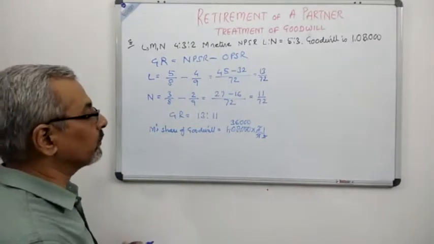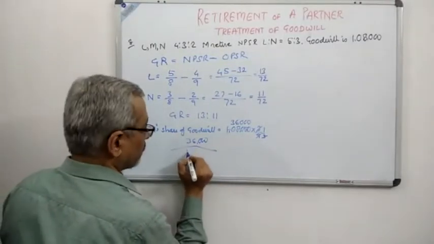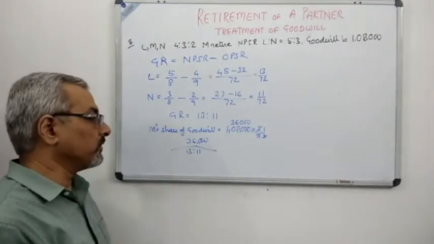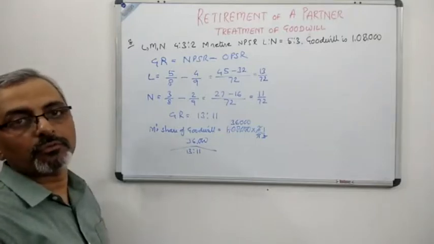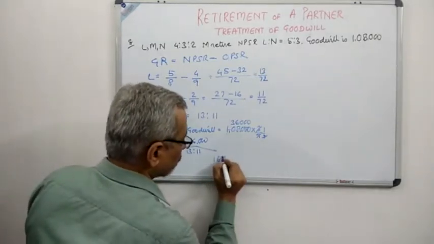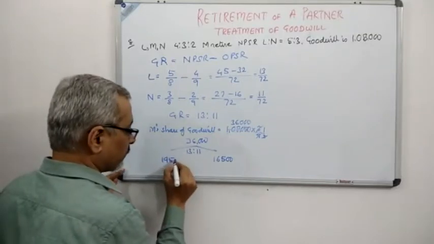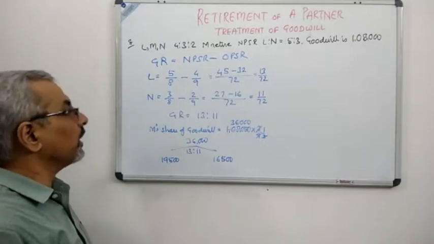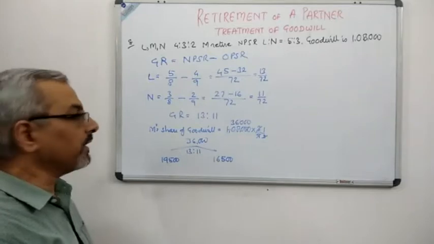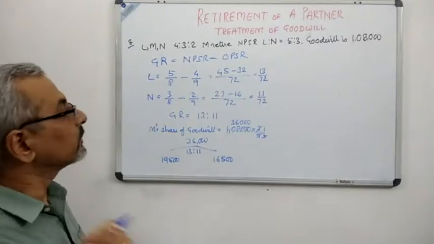Now this 36,000 will be divided in the ratio of 13:11. So 13 plus 11 gives you 24. Now 36,000 divided by 24 gives you 1,500. Now 1,500 into 11 gives you 16,500, and 1,500 into 13 gives you 19,500. So this is the share of the continuing partners, that is L and N. L and N have gained in the ratio 13:11. So we'll pass the journal entry now.